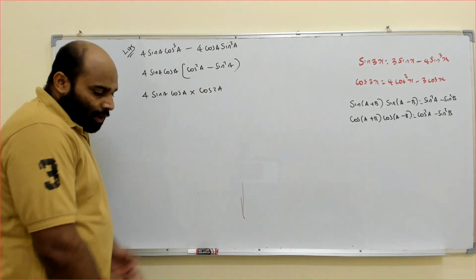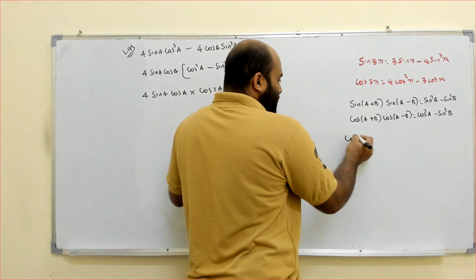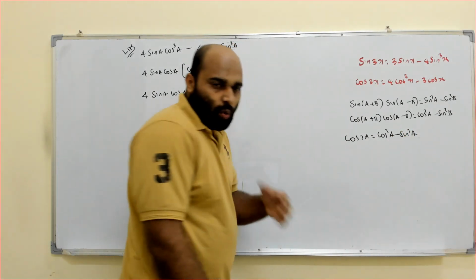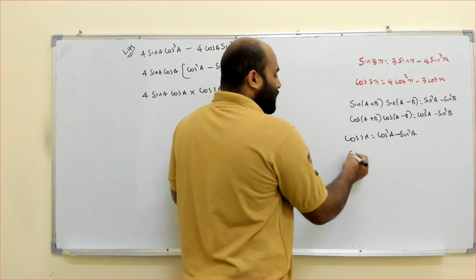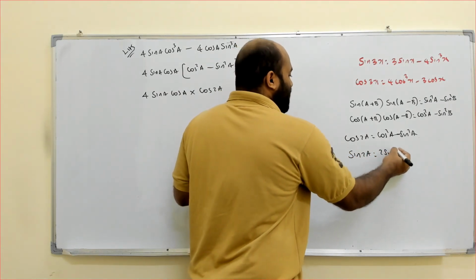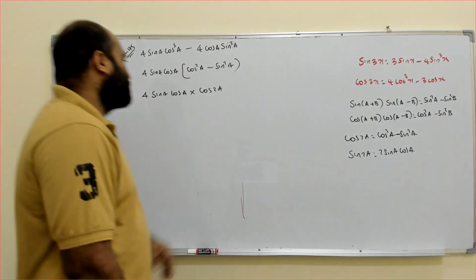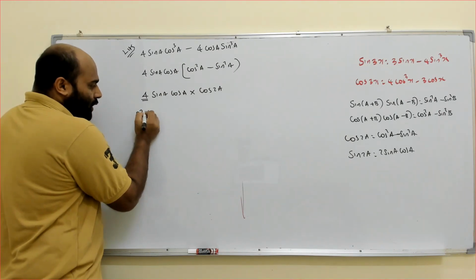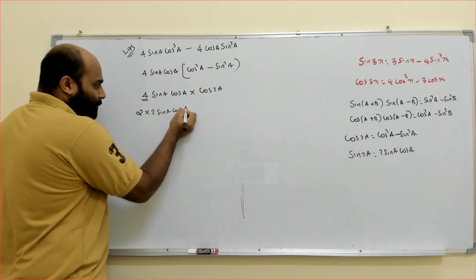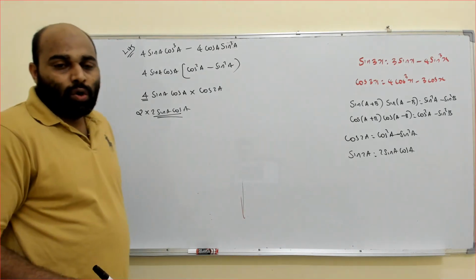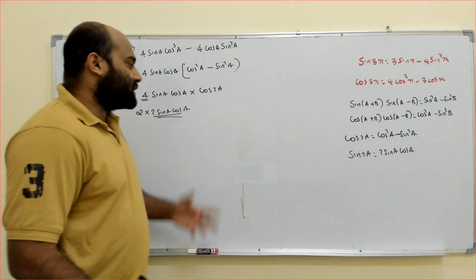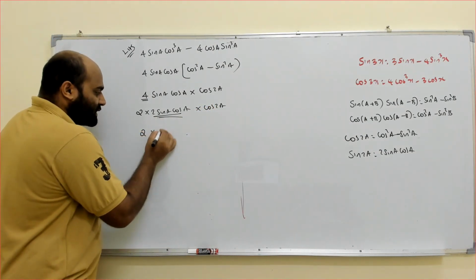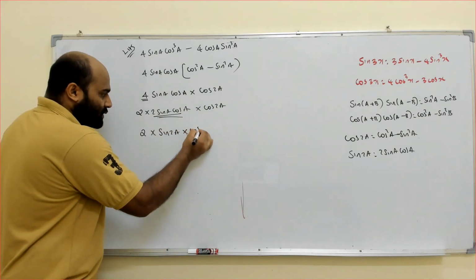Now, if anybody has a problem, you can write this is the result I used: cos 2A equals cos square A minus sine square A. What is sine 2A? You know, sine 2A is 2 sine A cos A. Now, please observe, a small change I am going to make. This 4 I am writing as 2 into 2 sine A cos A. What is 2 sine A cos A? It will be sine 2A into cos 2A.